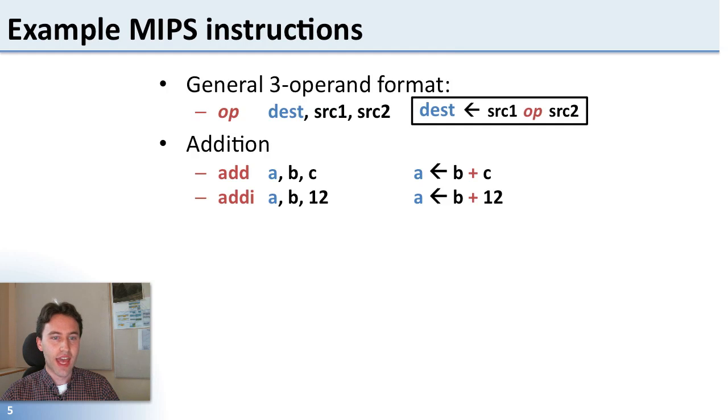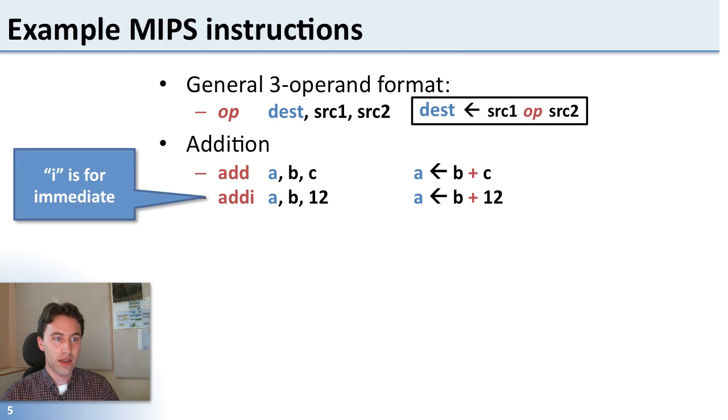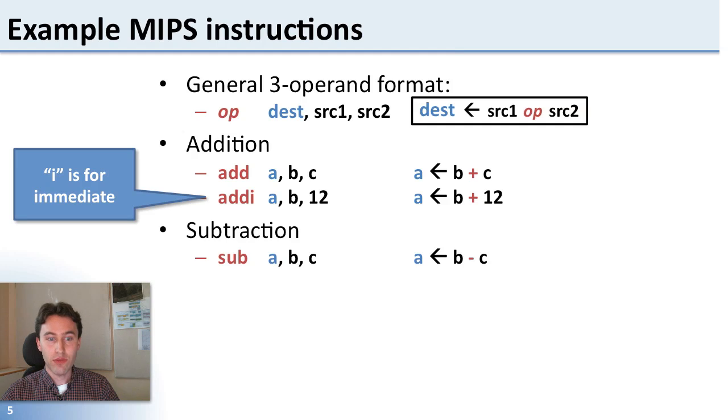Here's another example, add immediate. Add I. Here we have A, B, and a number, in this case 12. This is going to add the 2 sources, B and 12, and store them into the destination A. The I here is for immediate, and you'll see this in a lot of instructions in MIPS. Subtraction is similar. Here's subtraction, sub A, B, C. This is going to store into the destination A the results of B minus C.